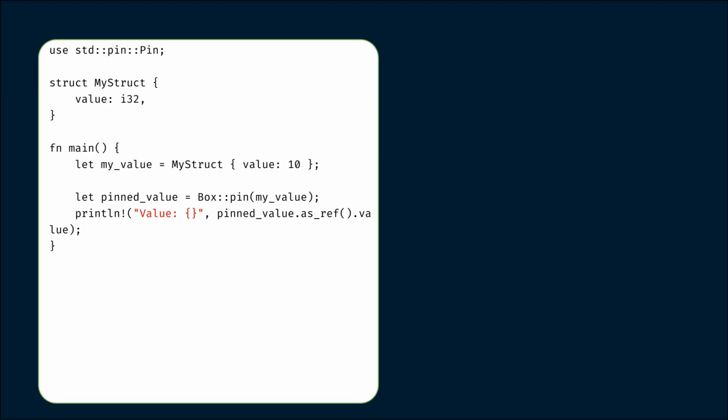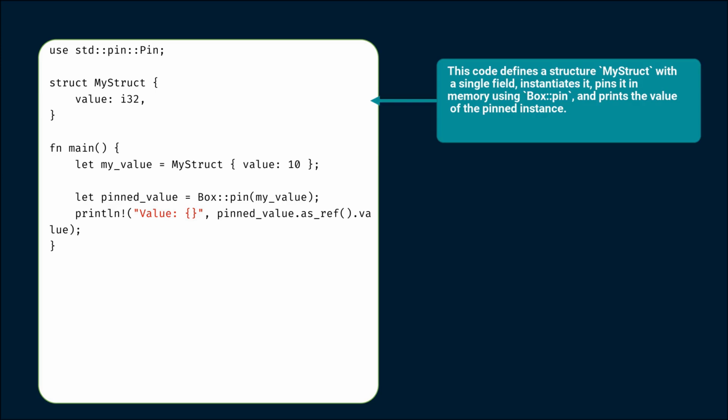Now let's see how we can create a pin in Rust using a simple struct. We begin by defining a struct named MyStruct, which contains a single field value of type i32. In the main function, we first instantiate MyStruct with a value of 10. This instance, however, is just a regular struct and can be moved, which is not suitable for scenarios requiring memory stability. To pin our struct and ensure its location in memory remains fixed, we utilize Box::pin, which wraps our instance in a box, effectively pinning it. By doing this, we guarantee that MyStruct cannot be moved in memory.